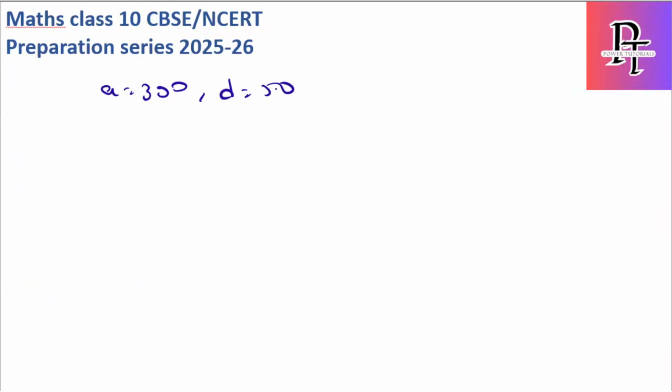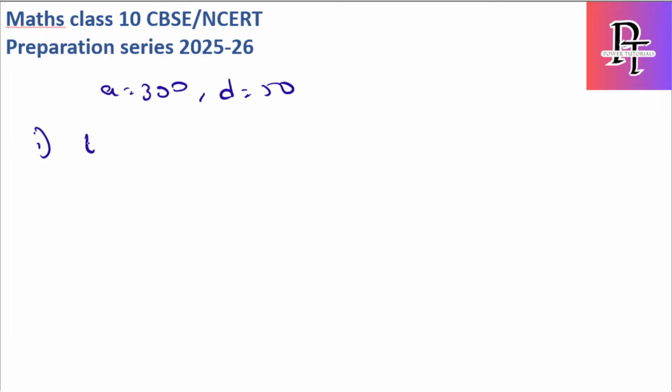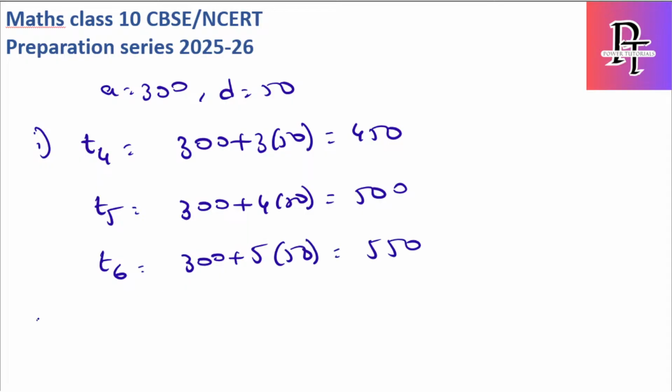What is the first question? Write the fourth, fifth and sixth term. So T4 or A4 will be 300 plus 3 into d. So 150 plus 300 is 450. T5 or the fifth term is 300 plus 4 into 50, 200 plus 300, which is 500. And then T6 or the sixth term is equal to 300 plus 5 into d, which is nothing but 550. Okay, now let's move to the second one.